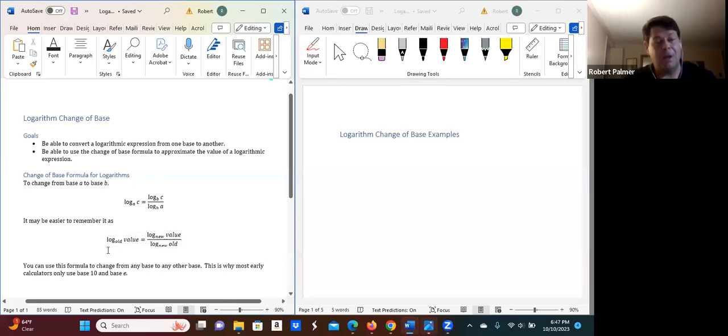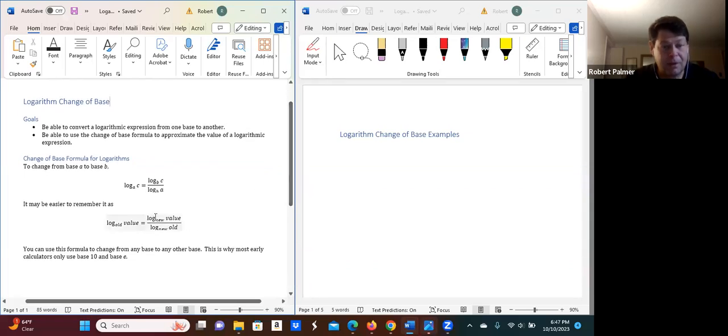Maybe it's easier to remember it this way. You're changing from a log of the old base of some value. What we do is change that to the log of the new base of the value, divided by the log of the new base of the old base. You can use this formula to change from one base to any other base, as long as both bases are valid.